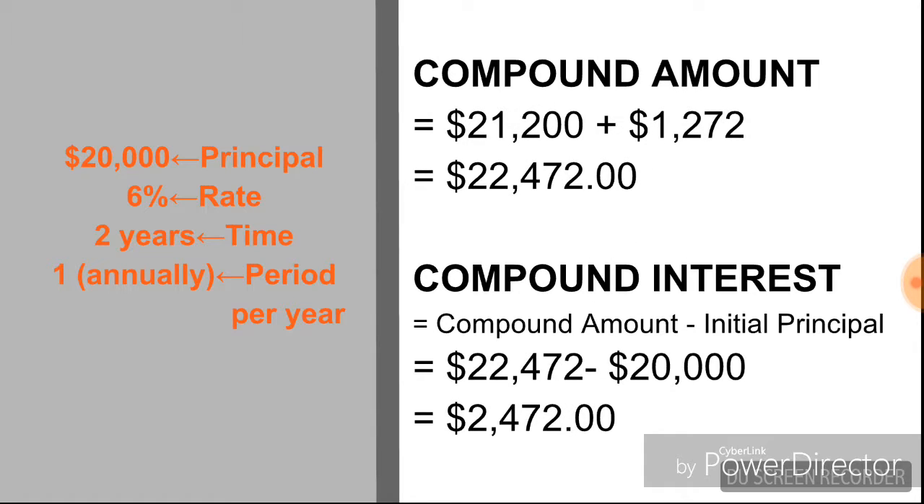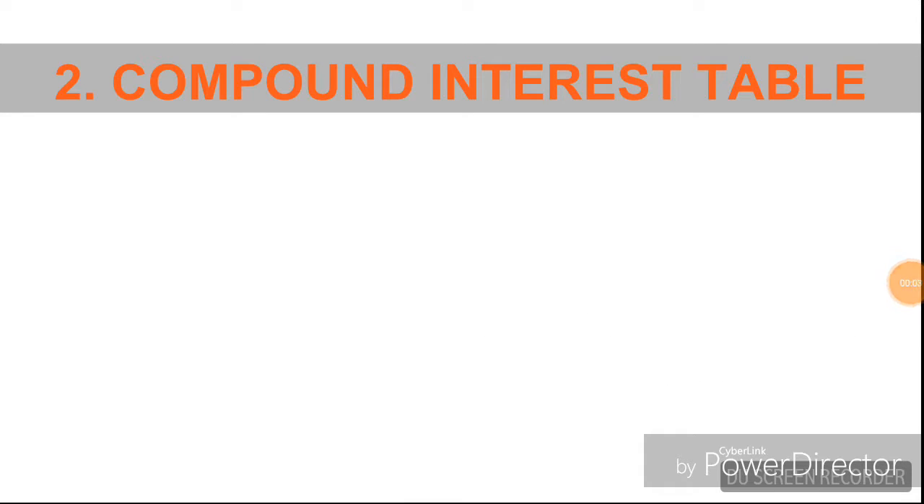To compute for the compound interest, subtract the initial principal from the compound amount. $22,472 minus $20,000 equals $2,472.